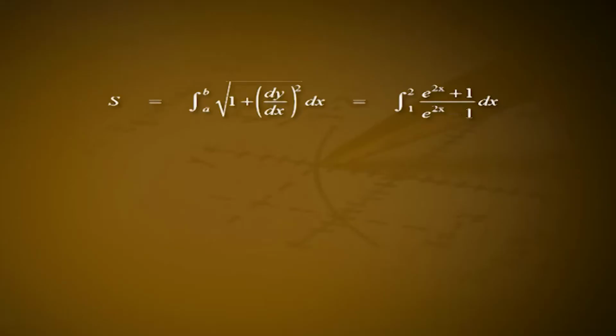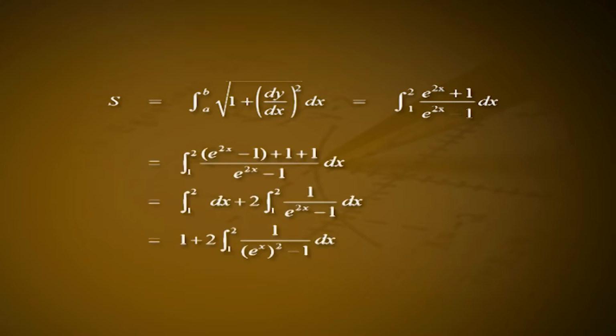Length of the curve S = integral from a to b of square root of 1 + (dy/dx)^2 dx = integral from 1 to 2 of (e^(2x) + 1)/(e^(2x) - 1) dx = integral from 1 to 2 of (e^(2x) - 1 + 1 + 1)/(e^(2x) - 1) dx = integral from 1 to 2 of dx + 2 times integral from 1 to 2 of 1/(e^(2x) - 1) dx, which is equal to 1 + 2 times integral from 1 to 2 of 1/(e^(2x) - 1) dx.